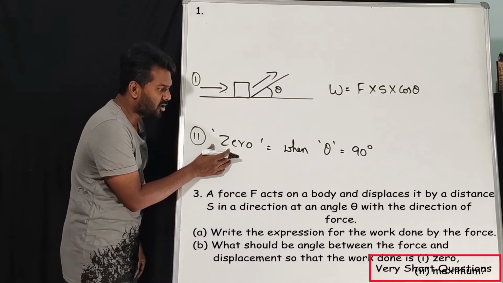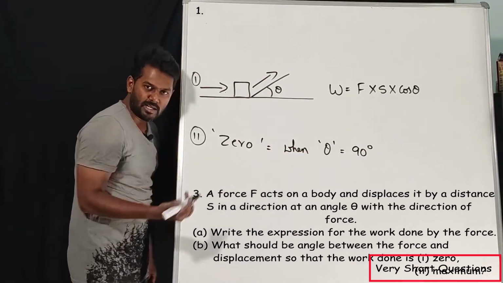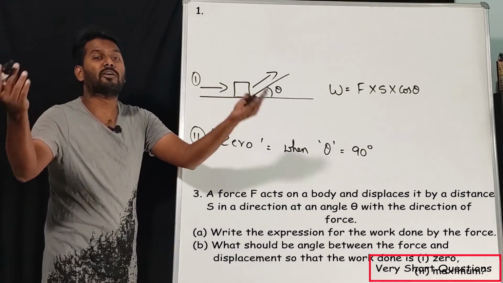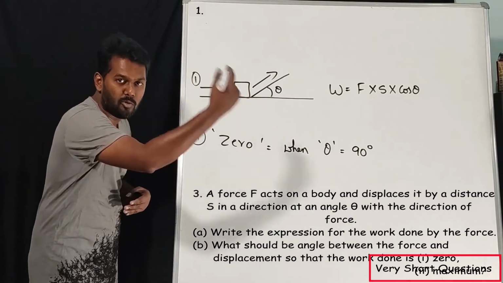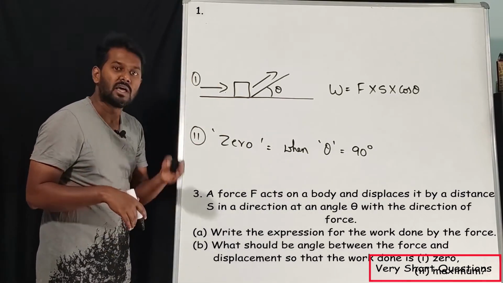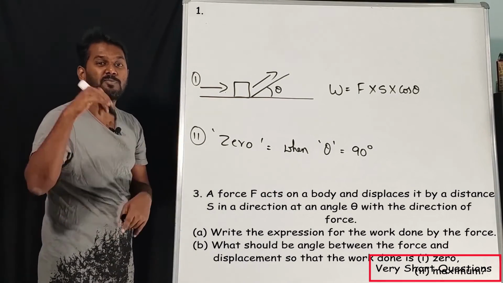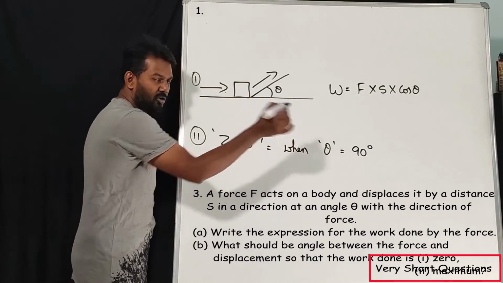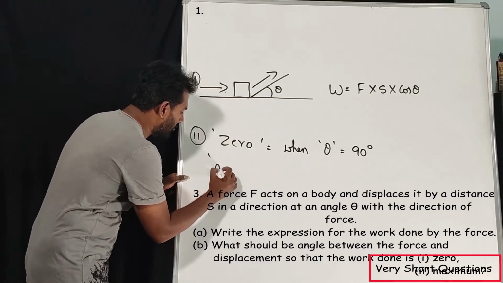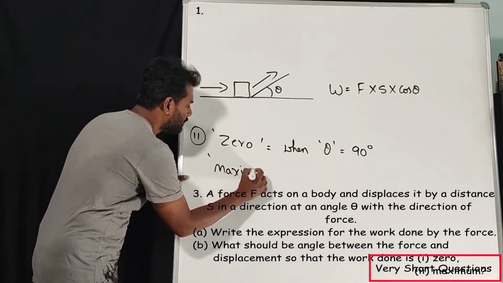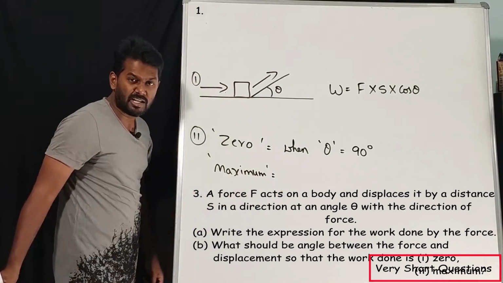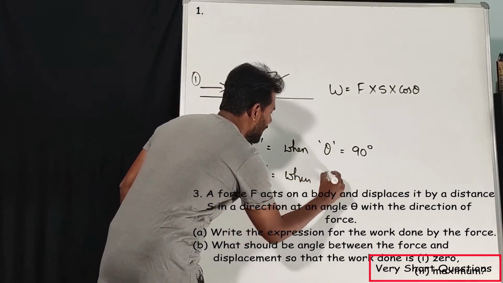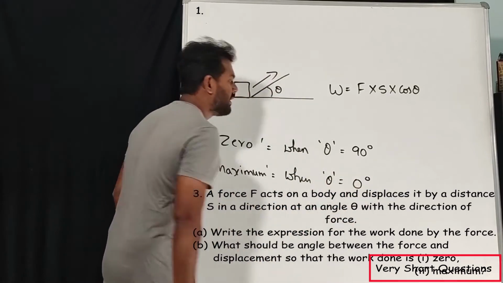So when is the work done 0? When theta is equal to 90 degree, or even though you apply a force, when there is no movement of the object. If the object is not moving, then also we can call it work done will be 0, but here they are expecting an expression, correct? That is why we have to write when theta is equal to 90 degree. And when it is maximum, theta is equal to 0 degree.